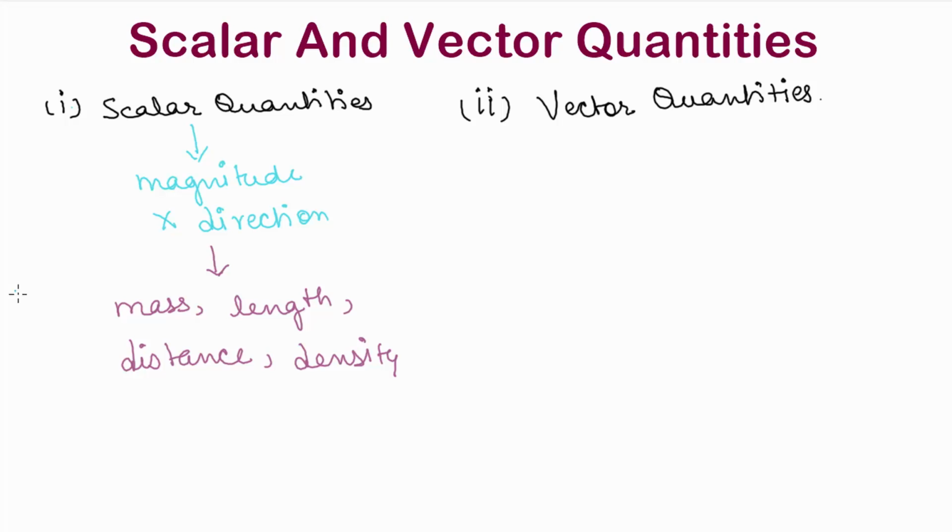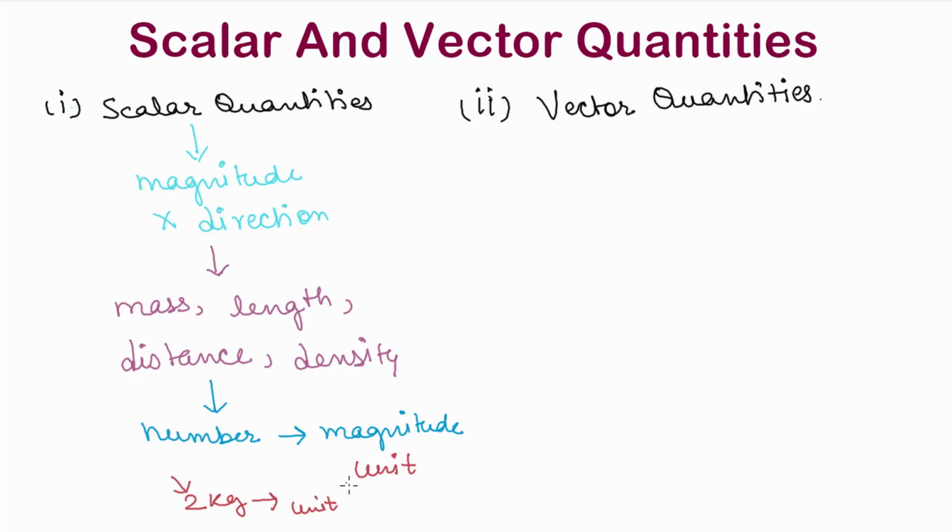Now the scalars can be completely described by a number which represents its magnitude along with a unit. For example, if we say that mass of a body is 2 kg, then here this number 2 represents the magnitude of mass of the object or body under consideration, and this kg is unit of measurement of mass of the body.